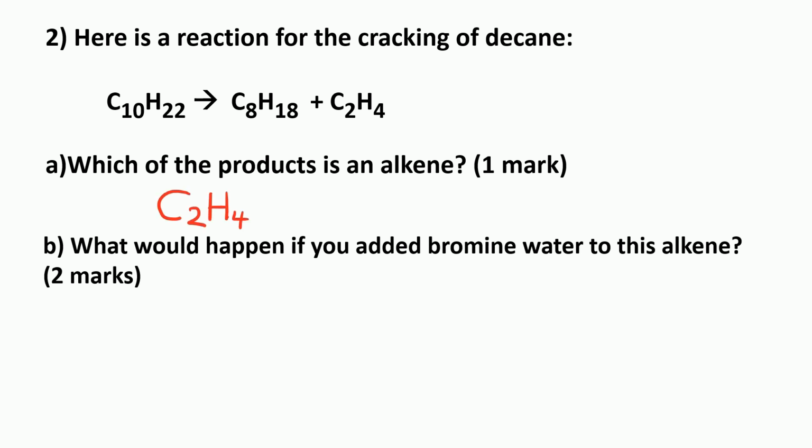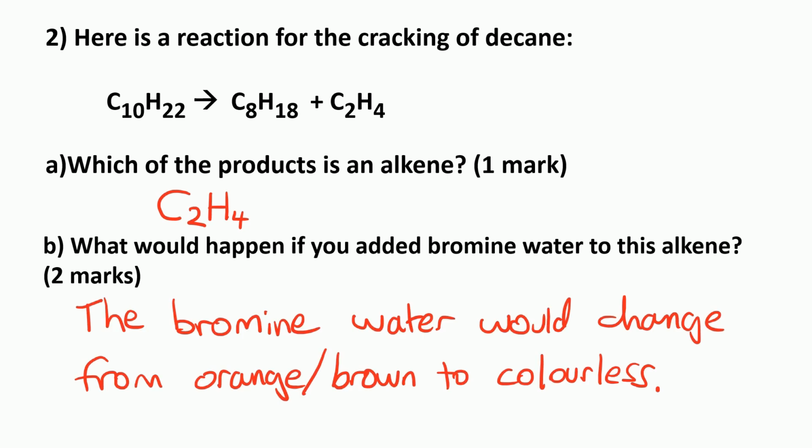Question B. What would happen if you added bromine water to this alkene? So the bromine water would change from orangey brown to colourless. So we're not just saying it's a colour change, we're actually stating the colour it's going from and the colour it's going to, and we're using the word colourless, not clear.